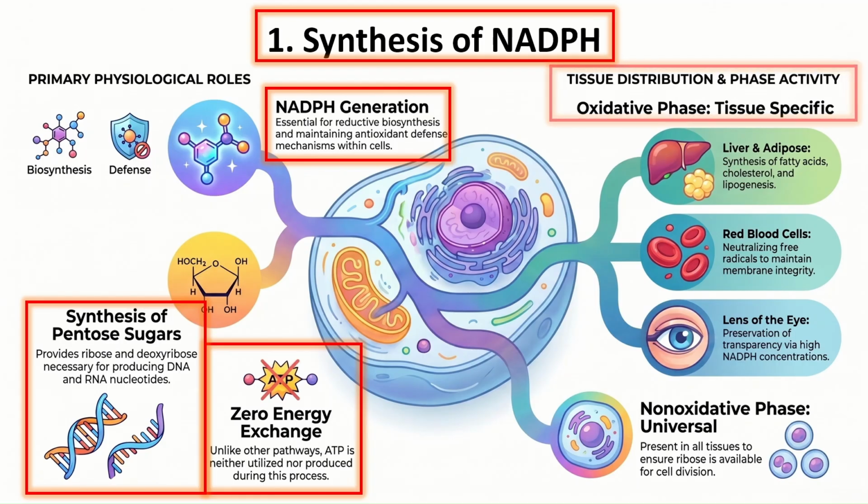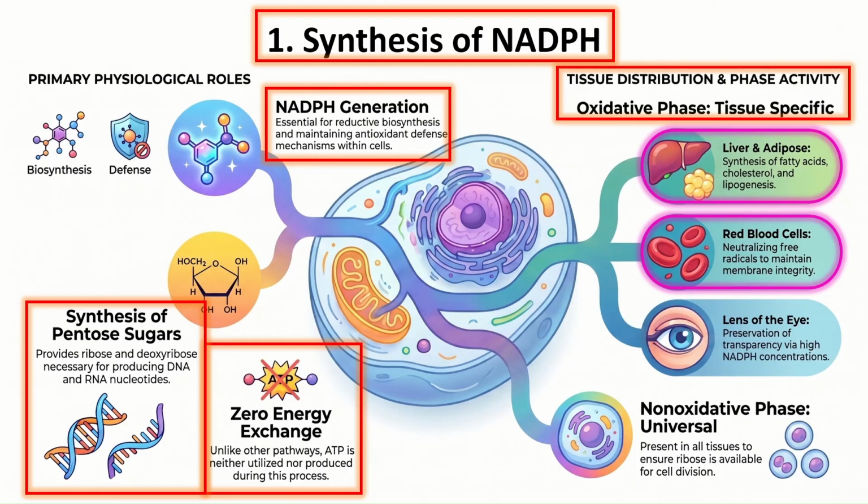The oxidative phase of the pathway is highly active in organs like the liver and adipose tissue for fatty acid synthesis. RBCs are highly dependent on the HMP shunt to generate NADPH. This NADPH is crucial for keeping glutathione in a reduced state, which neutralizes free radicals, maintains erythrocyte membrane integrity and prevents hemolysis. All these mechanisms we will be discussing in the later slides in detail.